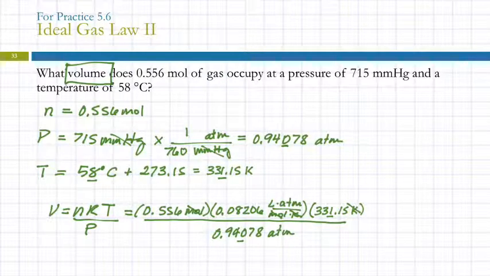Remember, 1 atmosphere is like normal pressure, right? So 0.94 atmospheres is just a little bit below normal pressure. If you get into something like 5,000 atmospheres, that's a very unusual situation. So now my atmospheres cancel out. So I've got 0.556 times 0.08206 times 331.15 divided by 0.94078.